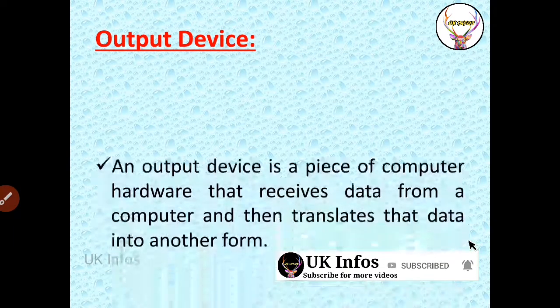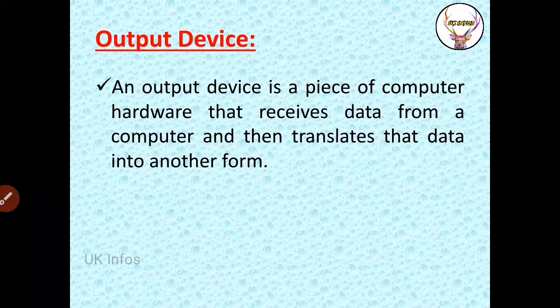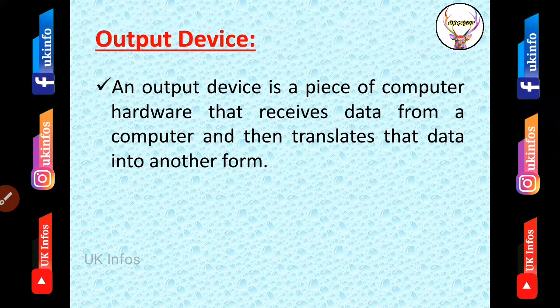Output device. An output device is a piece of computer hardware that receives data from a computer and then translates the data into another form. That form may be audio, visual, textual, or hard copy such as printouts.